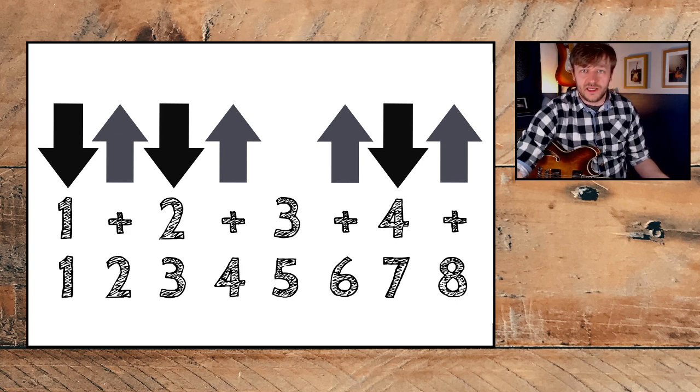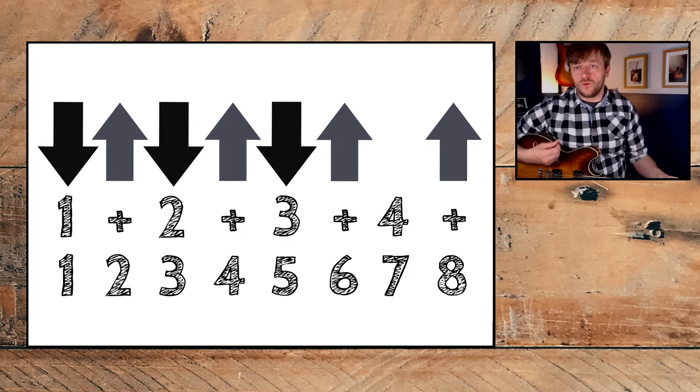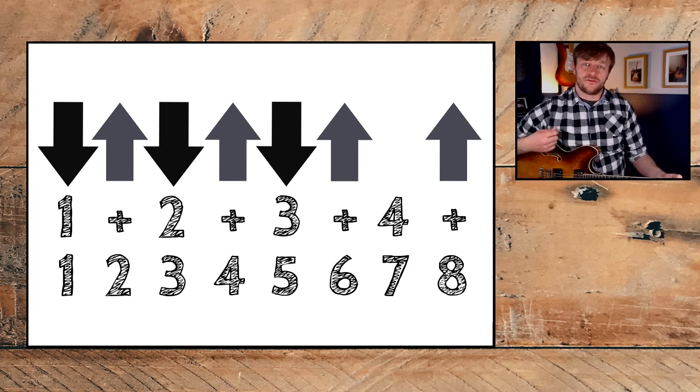So try the last one of this set of exercises, which is missing out the number 4. Let's give it a go. 1 and 2 and 3 and 4 and 1 and 2 and 3 and 4 and 1 and 2 and 3 and 4 and down, up, miss, up, down, up, down, up, down, up, up, down, up, down, up, down, up. 1 and 2 and 3 and 4 and 1 and 2 and 3 and 4 and 1 and 2 and 3 and 4.